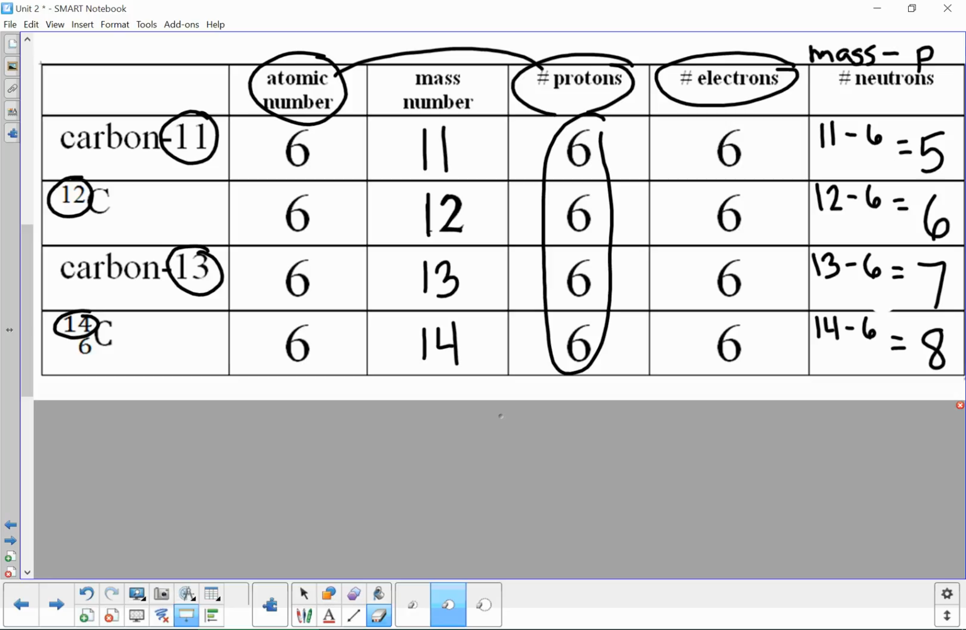So what I want you to do is see if you can do the table on the bottom that's underneath this, and then we'll compare our answers together next class.